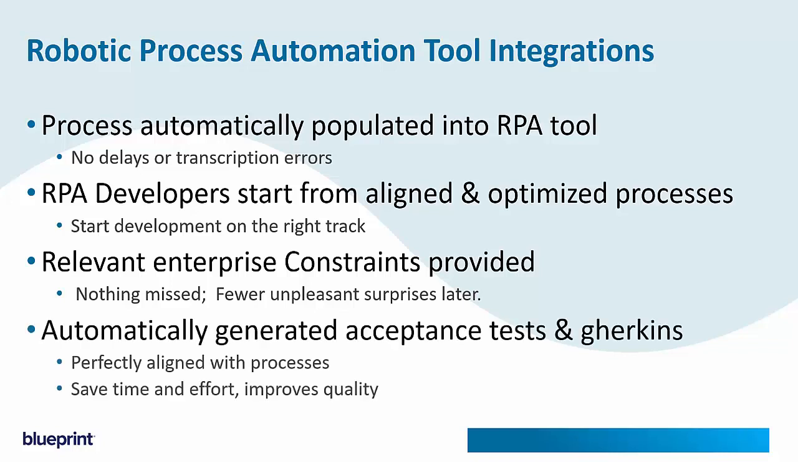And Blueprint automatically generates a complete set of acceptance test scenarios and gherkins for the process. Because they're automatically generated, they're perfectly aligned with the process. All of this saves countless hours of work and improves overall quality.